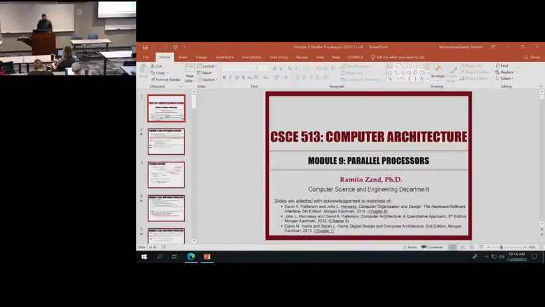All right, module 9, parallel processors. Again, I'm referring to the chapters we used because a lot of figures in this module actually come from the book, so I'm citing the references in the beginning. We have Computer Organization and Design, Chapter 6. We have Computer Architecture: A Quantitative Approach, Chapter 4. And then we have Digital Design and Computer Architecture, Harris and Harris, Chapter 7.